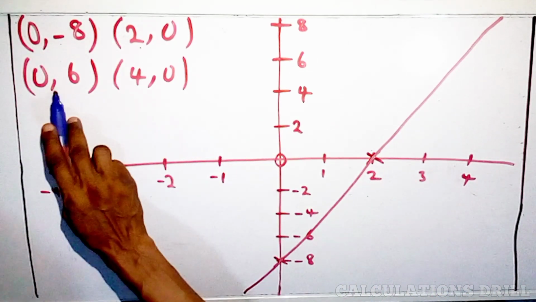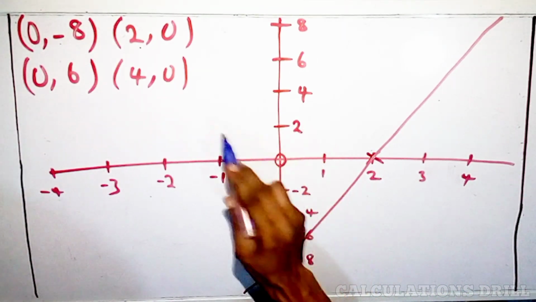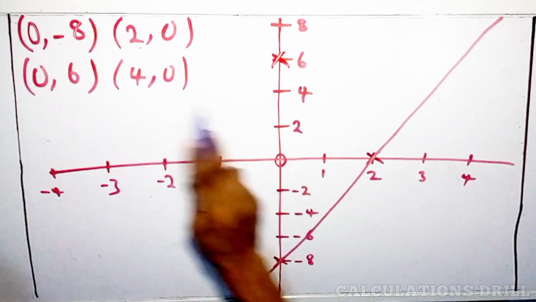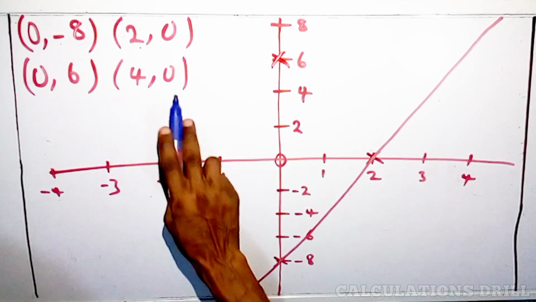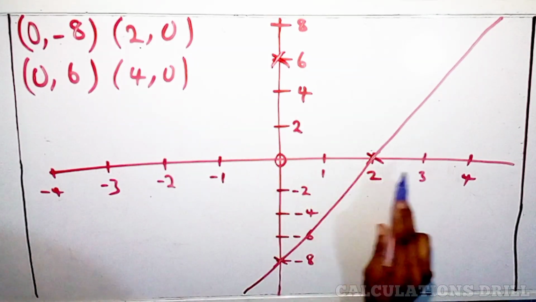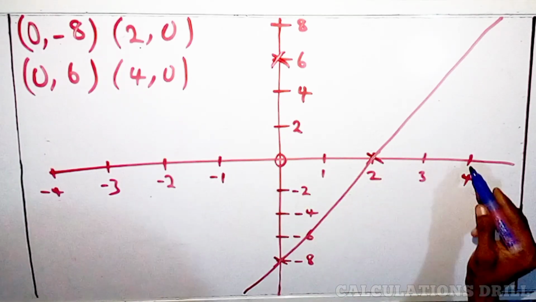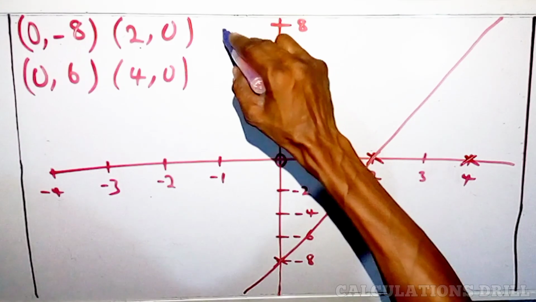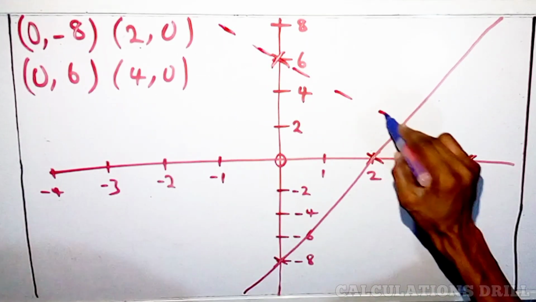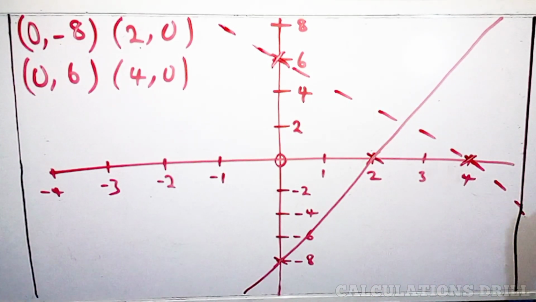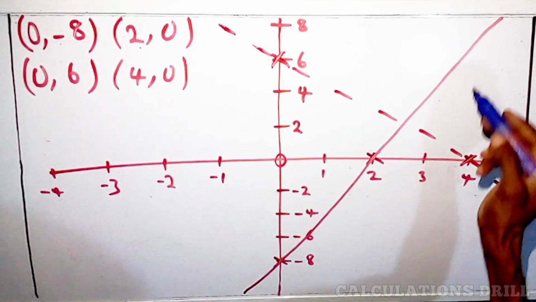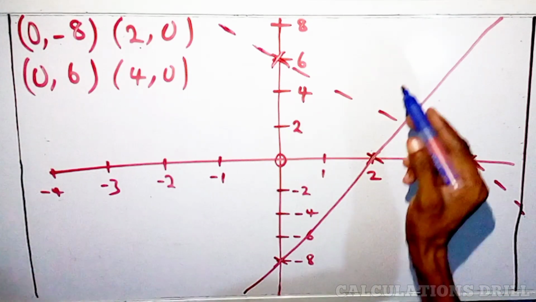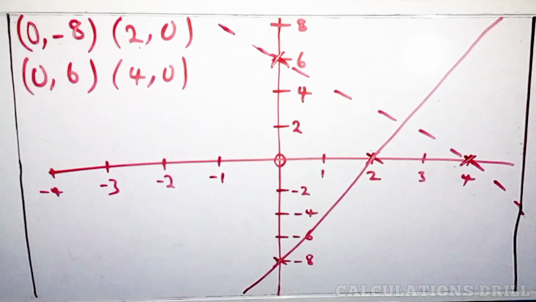Then the next one, we're going to use the other coordinates. When x is 0, y is 6. And the other one, when x is 4, y is 0. That is what you can see there. So you mark it. So we equally join the line. We're going to use a broken line. Take note of that.